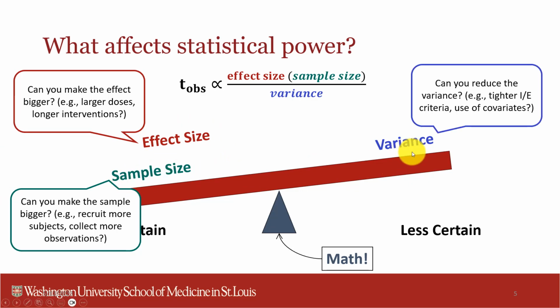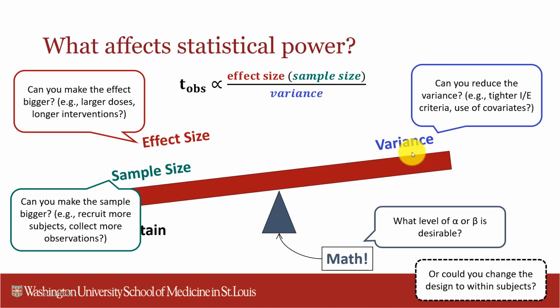Similarly, can I reduce the variance? Maybe I can homogenize my sample by using tighter inclusion or exclusion criteria, or strategically use some covariates to explain residual error. And if I can do that, right now the background variance is getting smaller, proportionally the effect size looks bigger, and I'll be able to increase my statistical power while keeping the sample size the same.